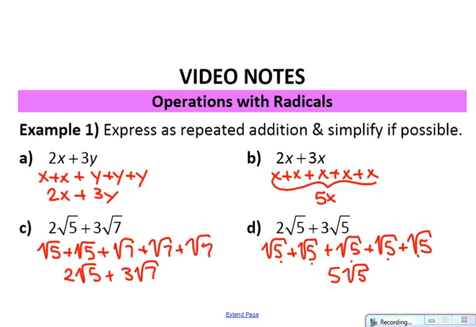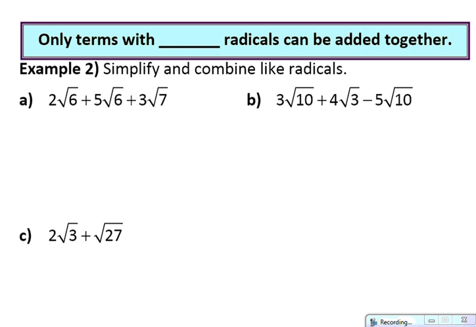So that's going to lead to our addition. In order to add radicals, we must have like radicals. I can only count up more radical 5s if I have more radical 5s to add to it. So we'll take a look here. Only terms with like radicals can be added together. So example 2, let's take a look.